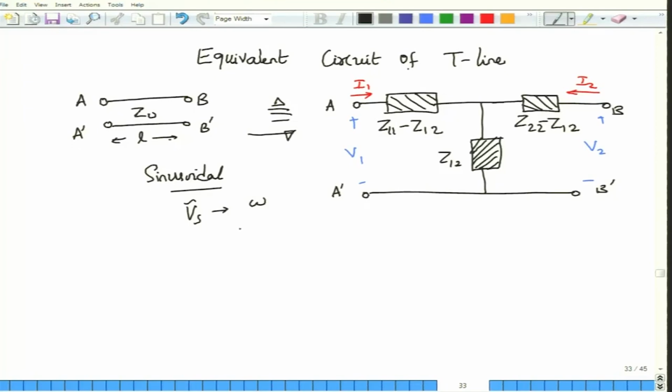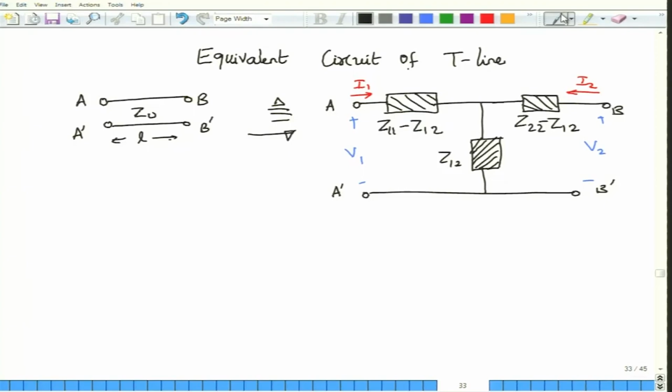The load that we are considering will also be described by an appropriate value of a complex number, which depends on the frequency of the source that we are considering. So, everything is harmonic or sinusoidal in nature. That is what we actually mean when we say that we are considering sinusoidal behavior and we want to find out the equivalent circuit.